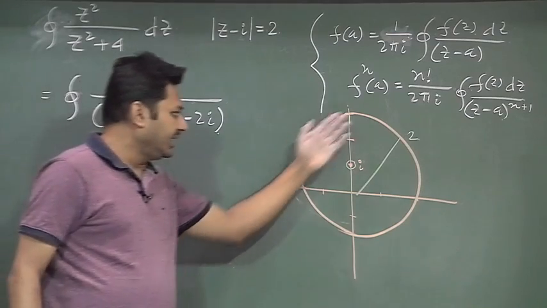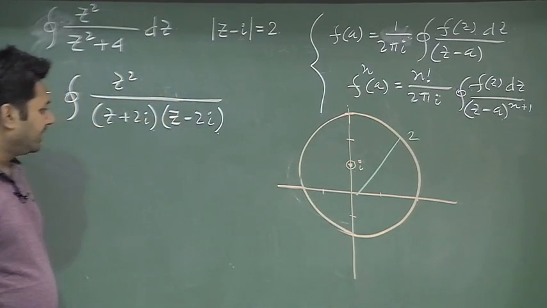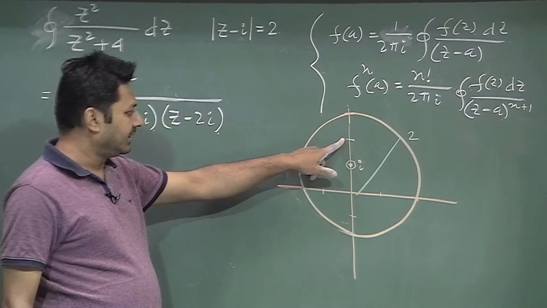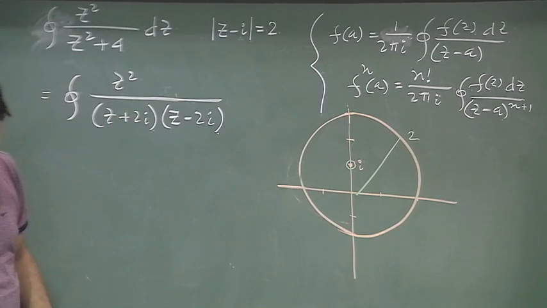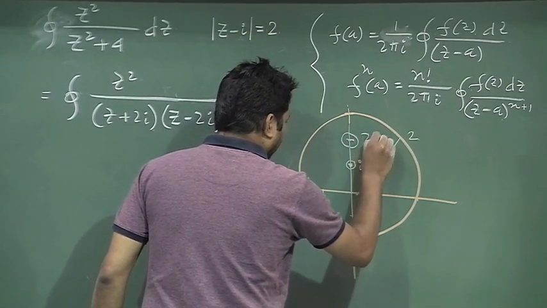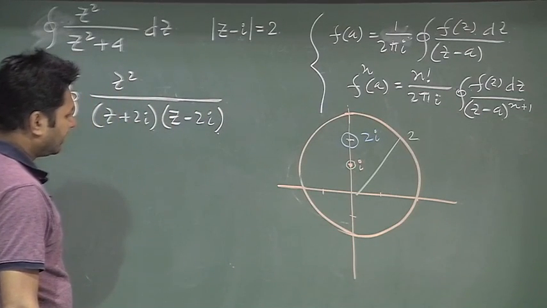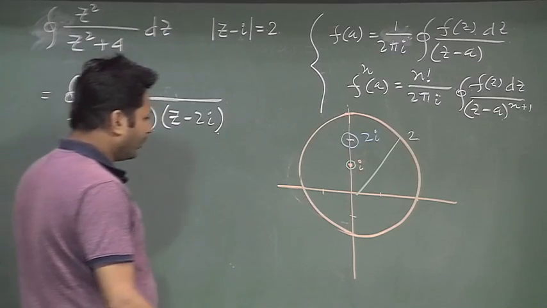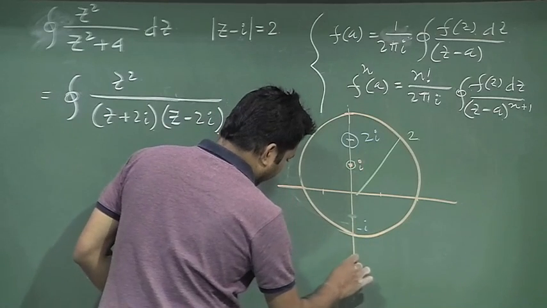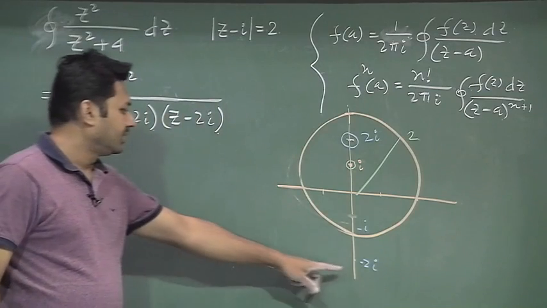You need to find out which point is inside this region. You can readily find that the 2i point, this is I, so the 2i point is somewhere here, is inside. What about minus 2i? Minus 2i is not inside, it is outside. So, this is I, and here this is minus I. So, somewhere here it is minus 2i, which is outside the region.